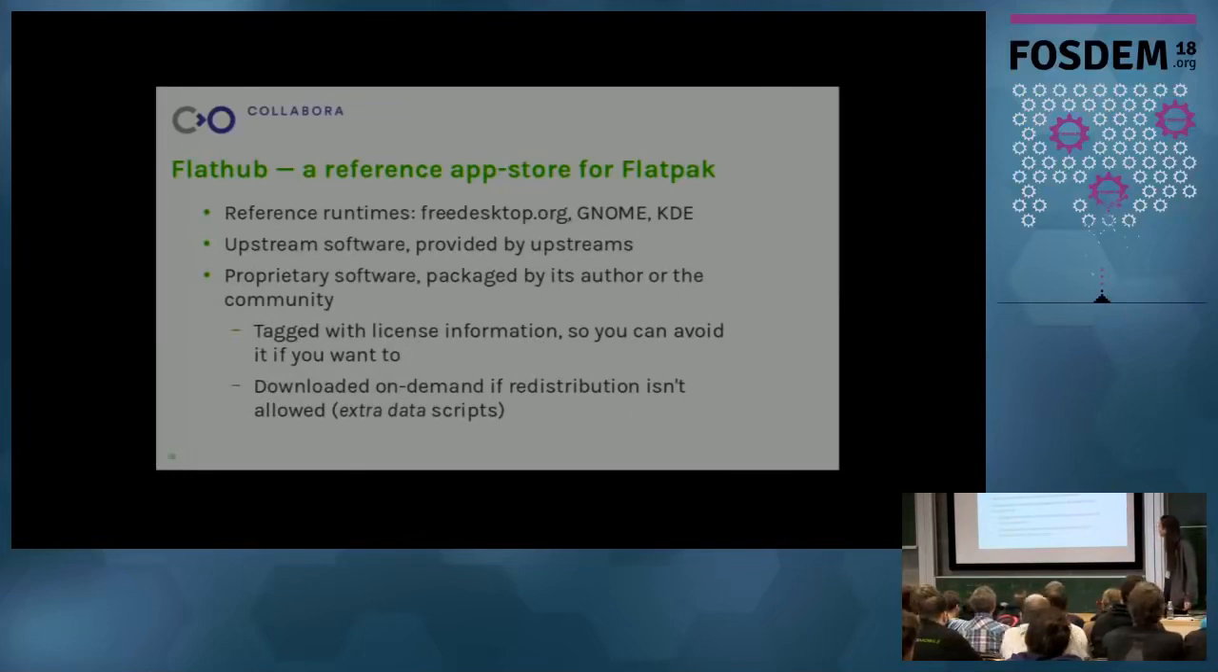There's upstream software packaged by the upstream developer themselves, which is like the ideal case. We want upstreams to maintain their own because they know it best, hopefully. And also software that is not packaged by its upstream, maybe even proprietary, maybe even non-distributable, packaged by the community. This is all tagged with license information, so if you're worried about like Debian free software guidelines or whatever, you don't have to display all the proprietary stuff, but you can if you want to, if your user opts in.